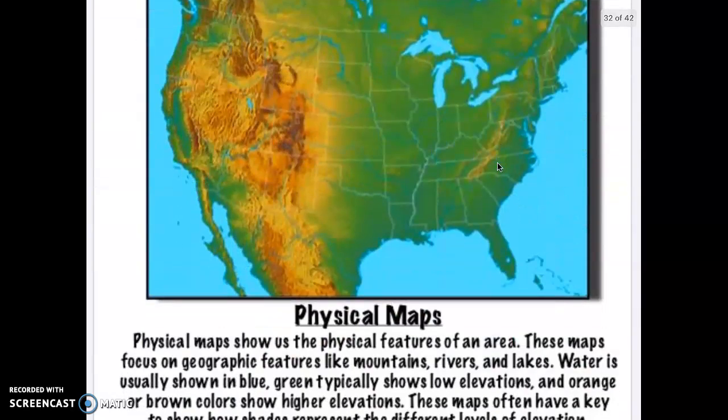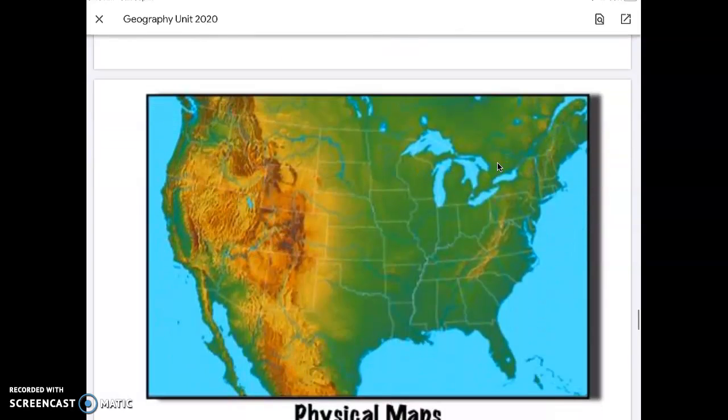Looking at the next map, this is a physical map. So physical maps show us the physical features of an area. These maps focus on geographical features like mountains, rivers, and lakes. Water is usually shown in blue. Green typically shows lower elevation, and orange or brown colors show higher elevation. So we've looked at these maps before too.